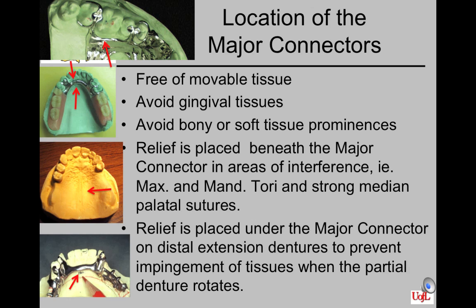We also provide relief under the major connector on the mandibular extension base removable partial denture framework to prevent impingement of the tissues when the partial denture rotates. Remember that there's no tooth holding that partial denture up away from the tissues in the posterior. So we have to allow for that rotational movement, which allows the major connector to dig into those tender mandibular areas behind the incisors. It's covered by very thin tissue, so that relief helps to provide a slight space for rotation.